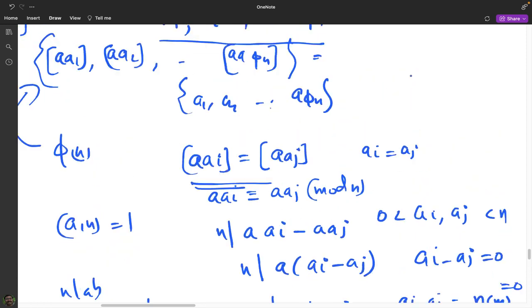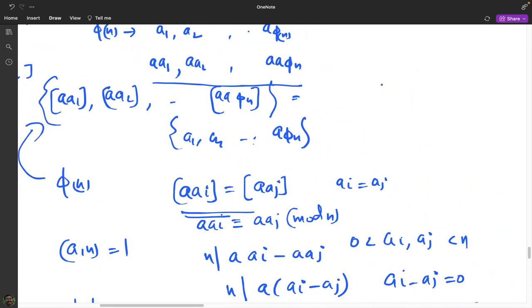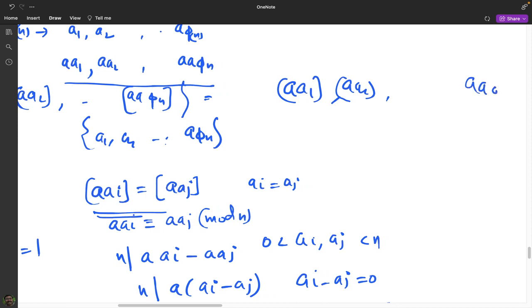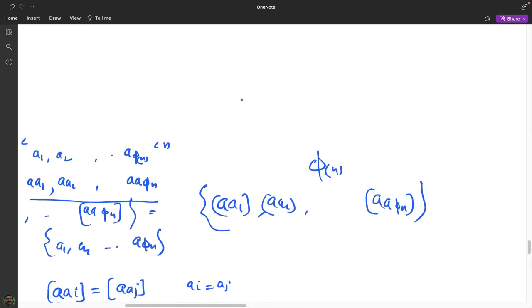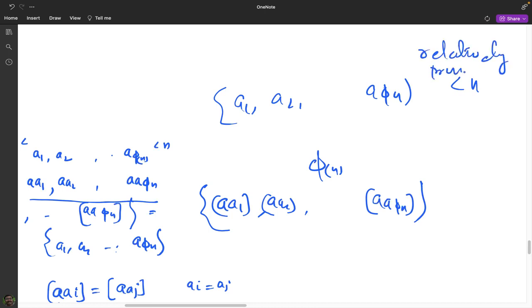That means that all these numbers a·a1, a·a2, etc., a·a phi n, are essentially different and you have phi n of them, right? So you already had earlier phi n numbers with you. What were they? It was a1, a2, etc., a phi n. So you had earlier phi n numbers which were less than n and relatively prime to n. Now you are getting a new set of numbers which are less than n only, because these are remainders. Also they are phi n in number and they are distinct.